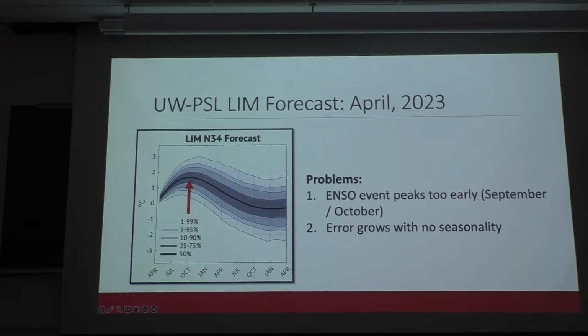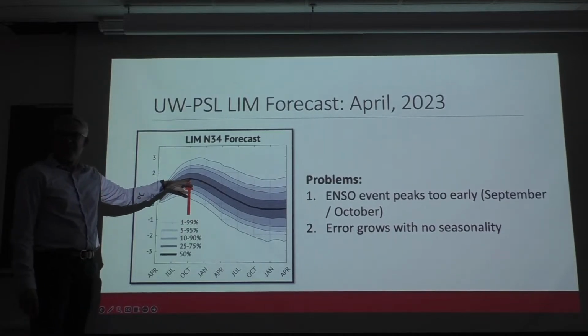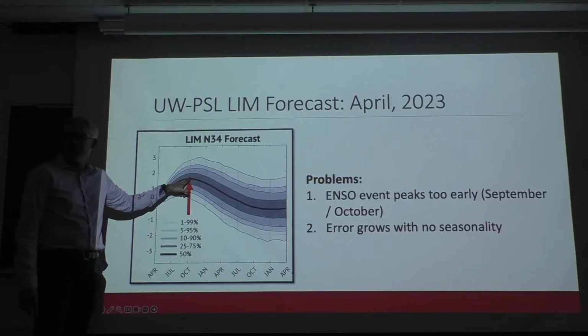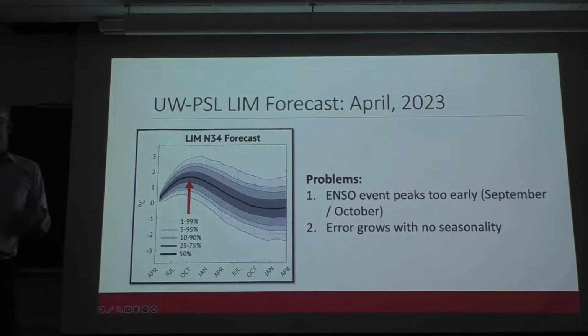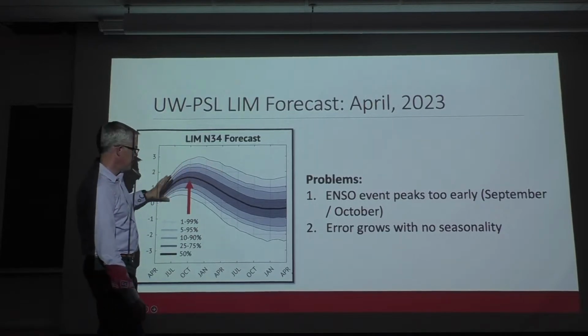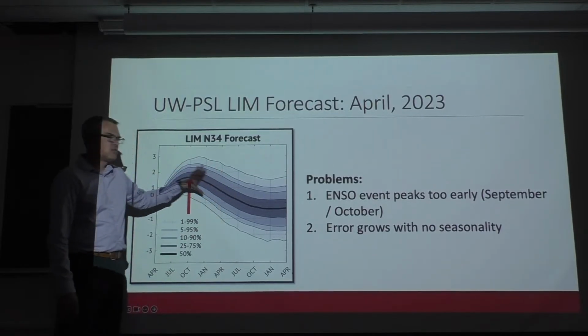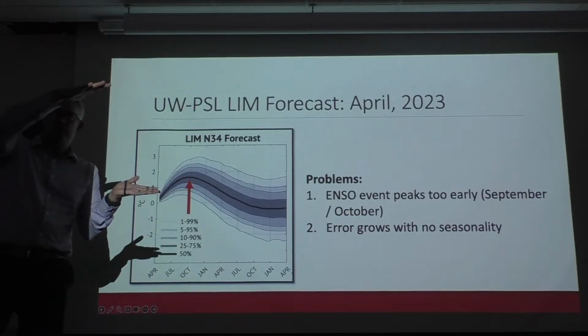The problem I see is that ENSO peaks a little too early, starting in April. It should peak in September, October. That's a couple of months too early. And I don't like that because we'll see why in a minute. The other thing that I don't necessarily like is that there's no seasonality in this error growth. The error just sort of grows and stays there.